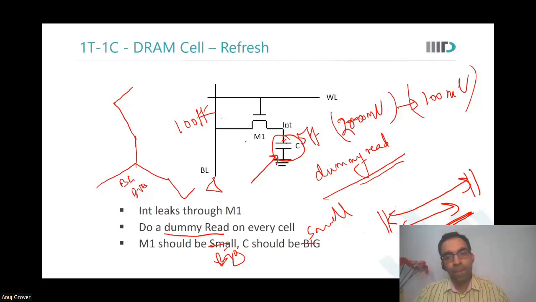Sir, it is a power wasting field, sir. Yes, DRAMs consume much more power than SRAMs. But they are, sir, much denser. But they are much denser.